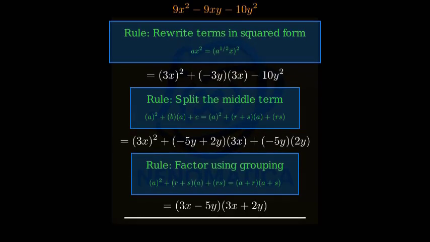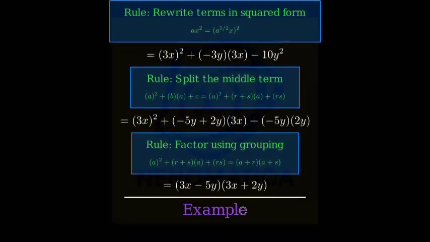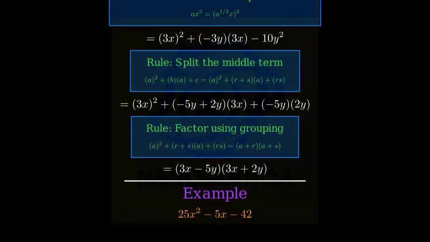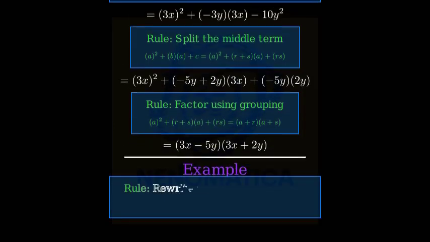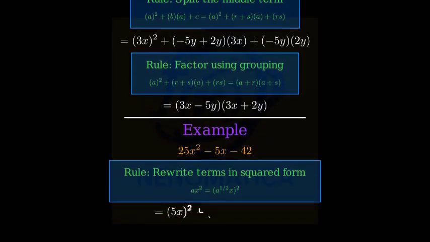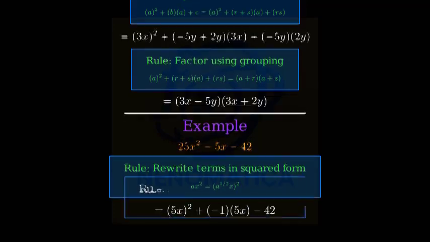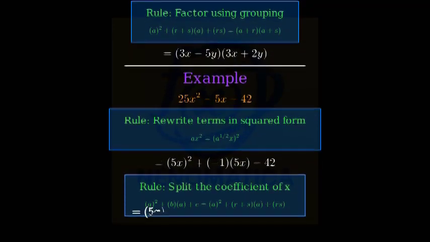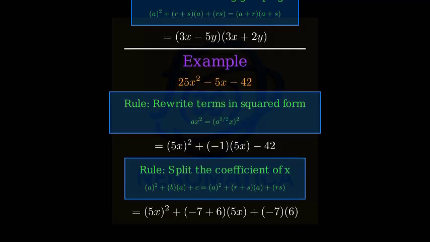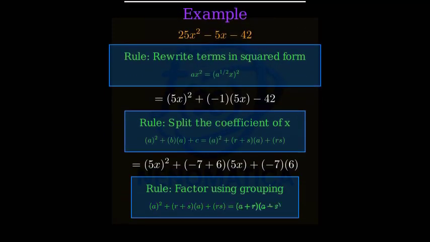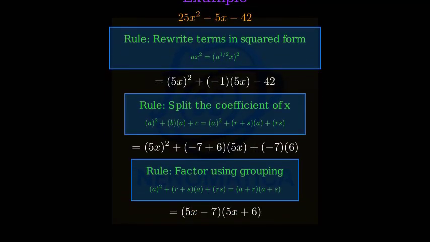Let's move on to our second example. For our second example, we have the expression 25x squared minus 5x minus 42. Similar to our first example, we start by rewriting 25x squared as 5x all squared. Now, we need to find two numbers that multiply to give negative 42 and add up to negative 1. The numbers are negative 7 and positive 6. Now, we can factor this expression. We get the product of 5x minus 7 and 5x plus 6.